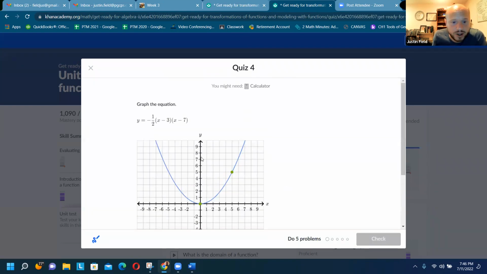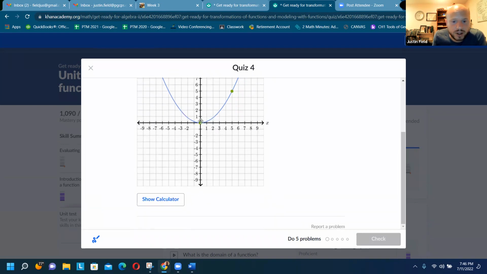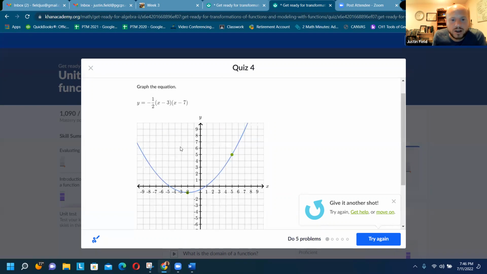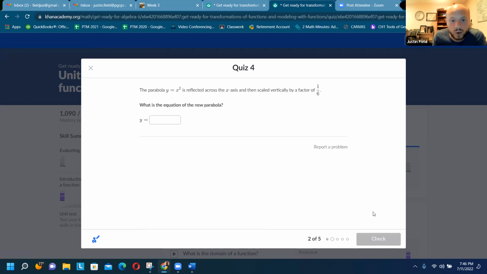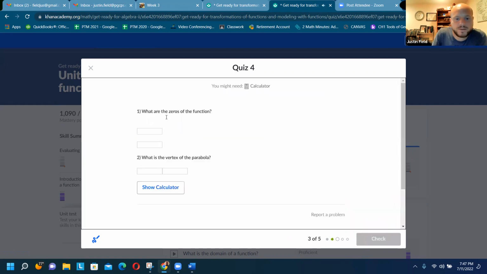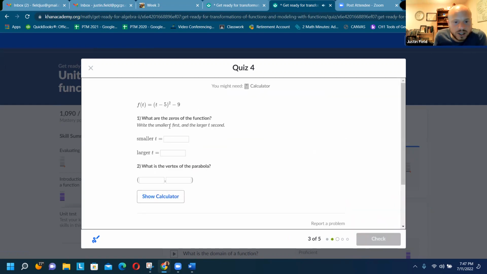Graph the equation. Okay, well, actually, I already did one like that, so I'm just going to skip that. In case you don't remember, you're going to plot the zeros, and then the vertex is in the middle of the zeros, and then substitute that x coordinate in to get the y coordinate. You can do it. The parabola y equals x squared is reflected over the x-axis and then scaled vertically. All right, so then it's negative 1, 6. That's going to do both of those. So it's like that.